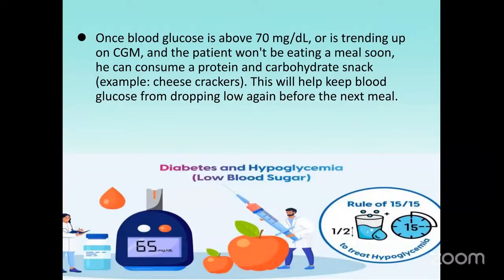Once blood glucose is above 70 milligram per deciliter, or is trending up on continuous glucose monitoring, and the patient won't be eating a meal soon, he can consume a protein and carbohydrate snack. This will help keep blood glucose from dropping low again before the next meal.